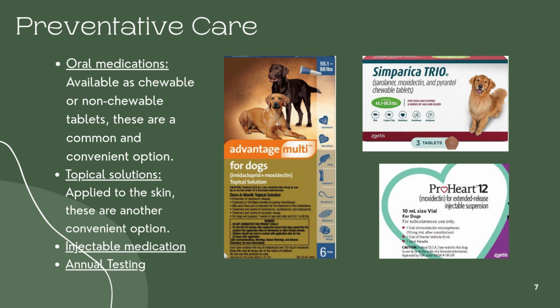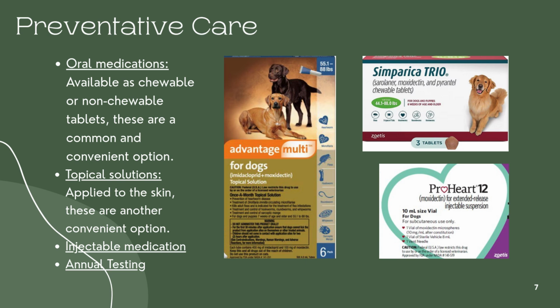This one is also convenient, but a lot of people have issues with it just because it is a topical product that they're having to put on their dogs, so sometimes it can be kind of messy. And then there are also injectable medications. That is the ProHeart 12 over here. This is an injection that is given once a year, and dogs are protected from heartworm disease for a full year. This is usually given with their other wellness exam, vaccines, things like that.